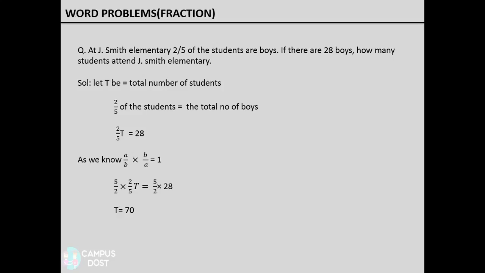We can first rewrite 28 as 28 over 1 and then we multiply and simplify this. We get 70. So if T equals 70, that means 70 students attend T. Smith Elementary.